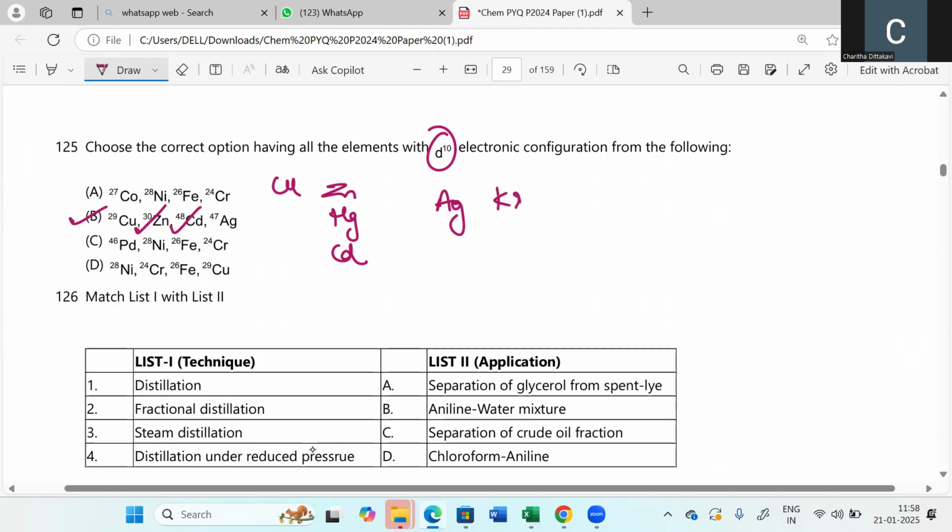Next, silver will be what? After krypton, 5s1 4d10. Zinc would be what? Zinc is 4s2 3d10 after argon, right? So like this, you can see all these. This will be your answer. Option B is your answer. Next, 125 done. Yes, 126.